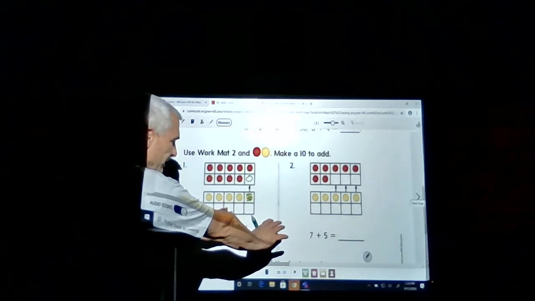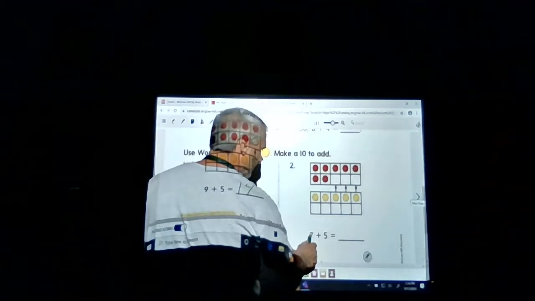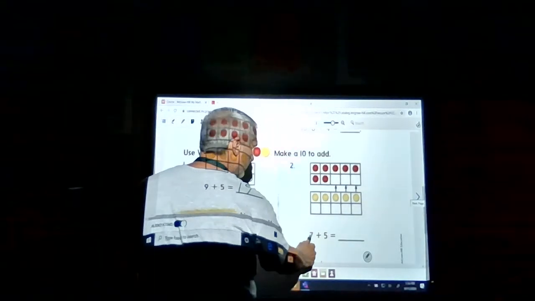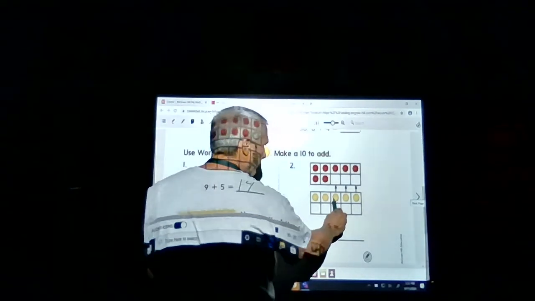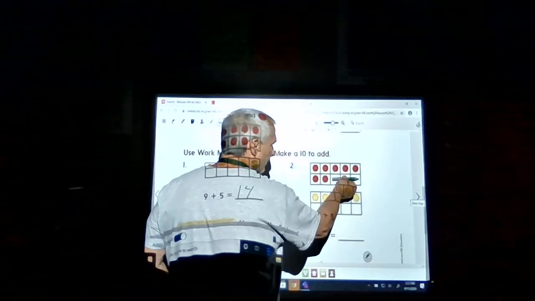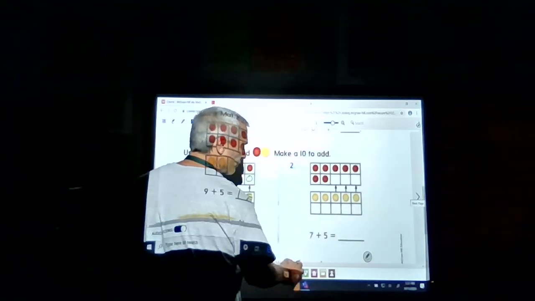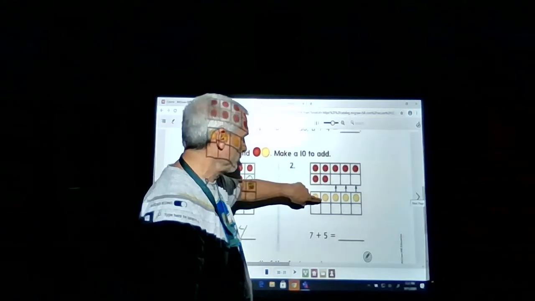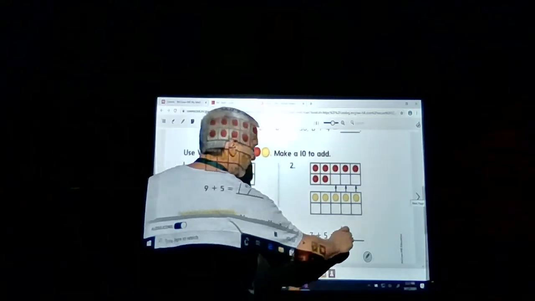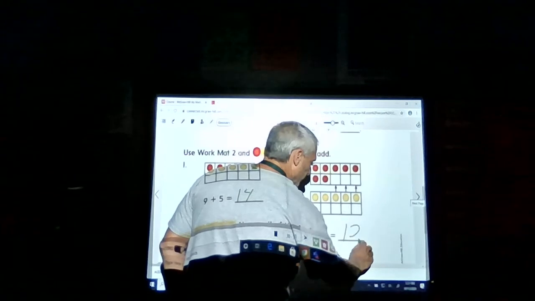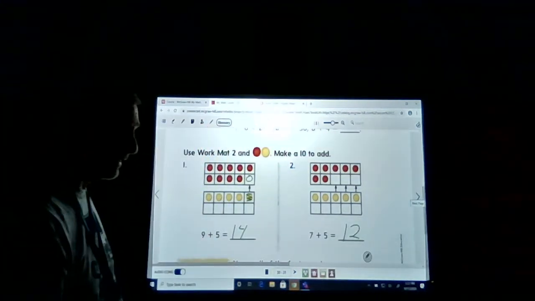Practice this making 10s. It'll be easy. 7 and 5. We're going to slide some over to the 7. How many do we need? 3 slide up. How many are left? 2. So 7 plus 5 is just like a 10 and 2. 10 and 2 is 12.